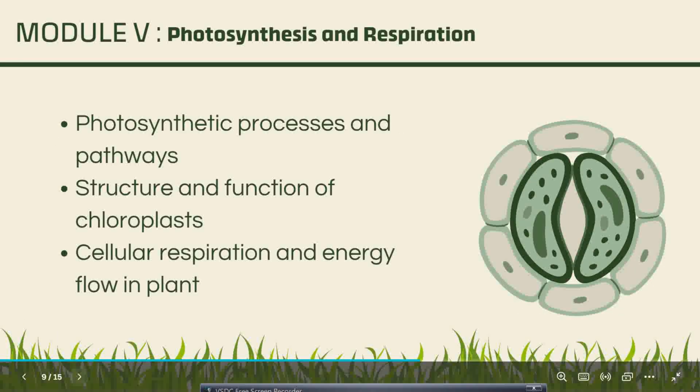So now module 5, it's the basic physiological function that is happening in the plant, that is photosynthesis and respiration. Basically, photosynthesis is the making of food and respiration is the converting of the food into energy. So this is actually the basic and the major physiological activity happening in the plant. So the photosynthetic processes and pathways, structure and function of chloroplast, cellular respiration and energy flow in plant.